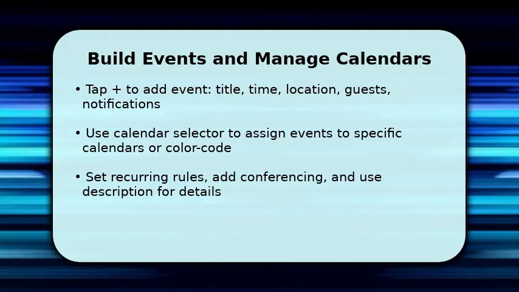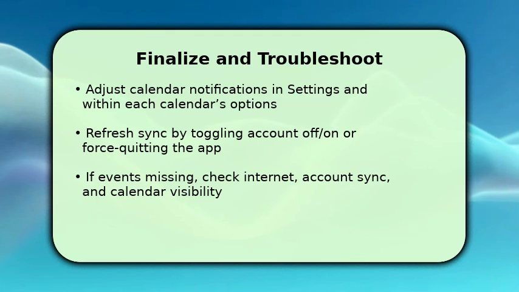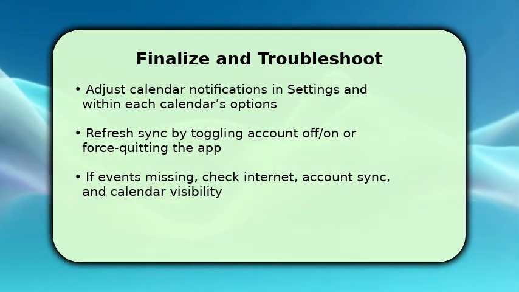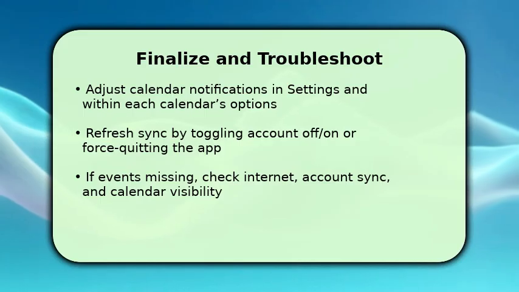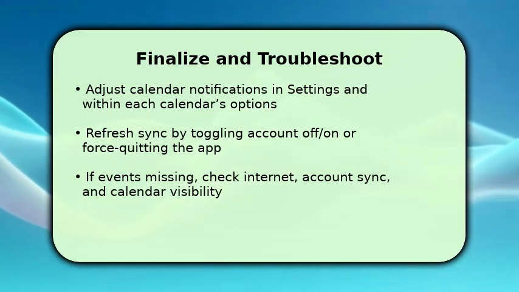Finish by reviewing notifications and visibility. Open the side menu, toggle calendars on or off, and set default event durations in settings to match your habits. Once done, test by creating an event and verifying it appears on other devices.